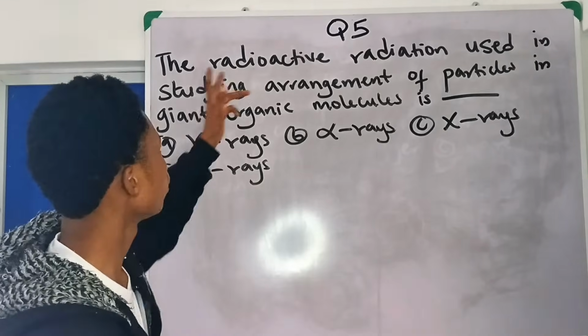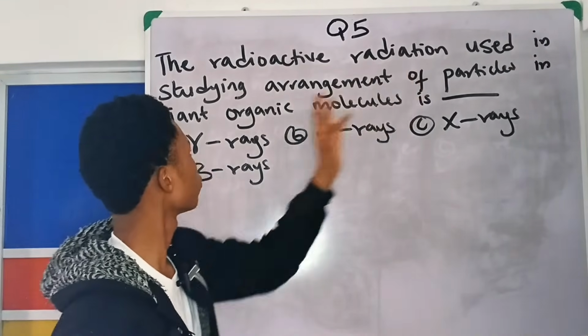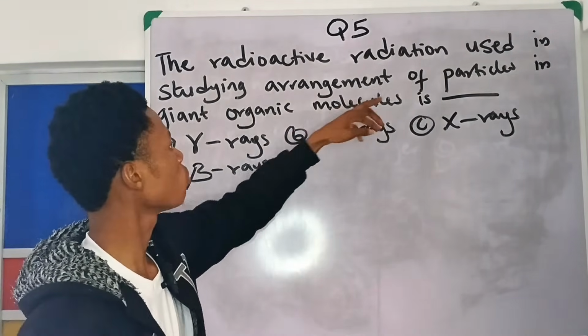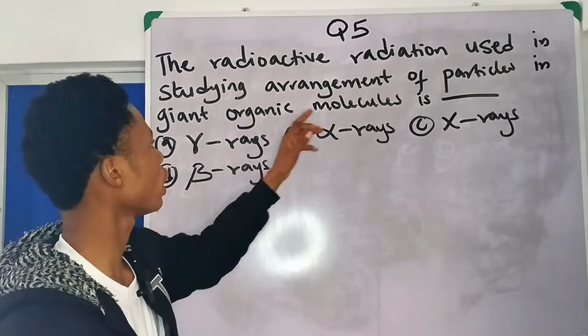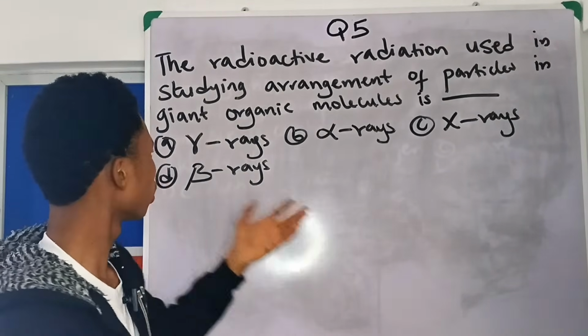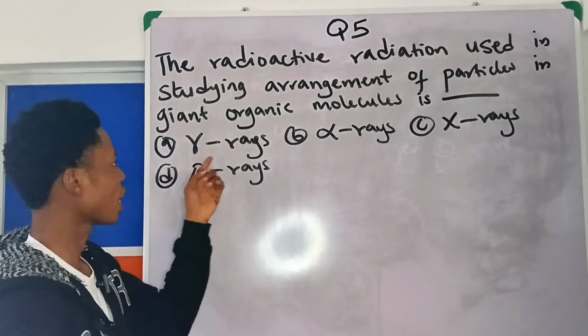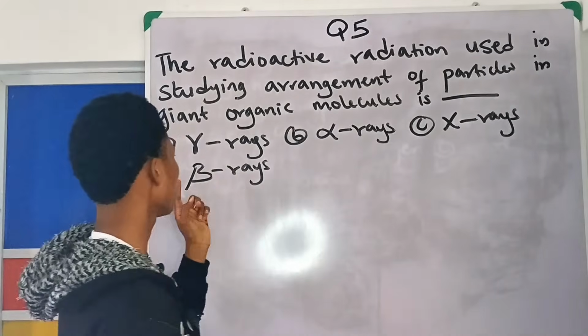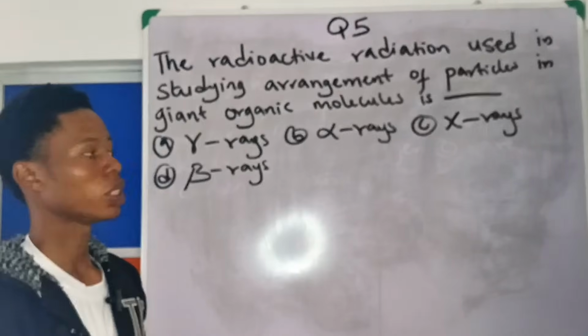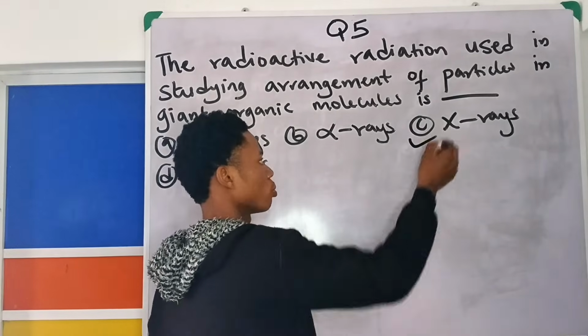Alright, question 5. The radioactive radiation used in studying the arrangement of particles in giant organic molecules is dash. And options were given: gamma rays, alpha rays, X-rays, beta rays. Now, the answer to this question is simply X-ray.